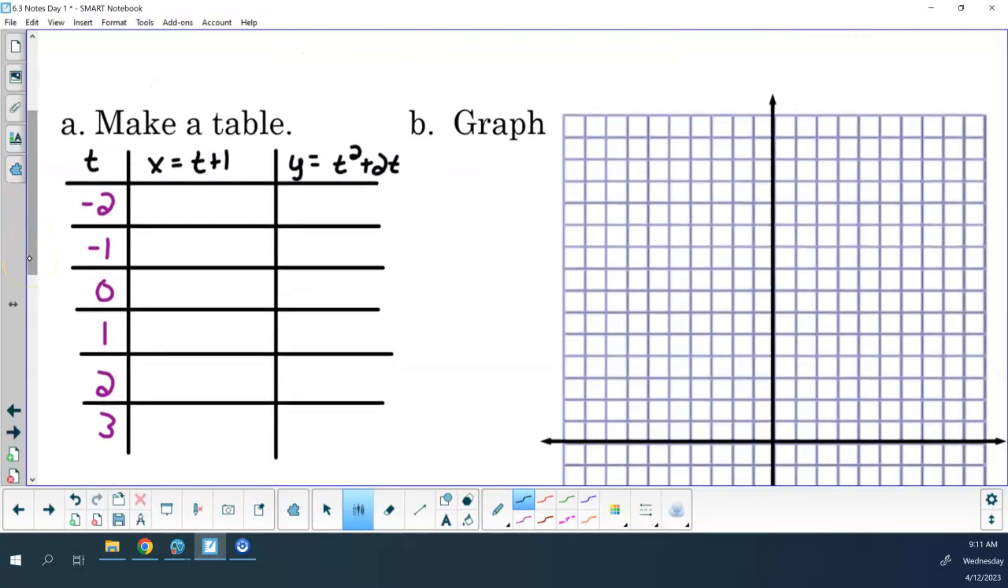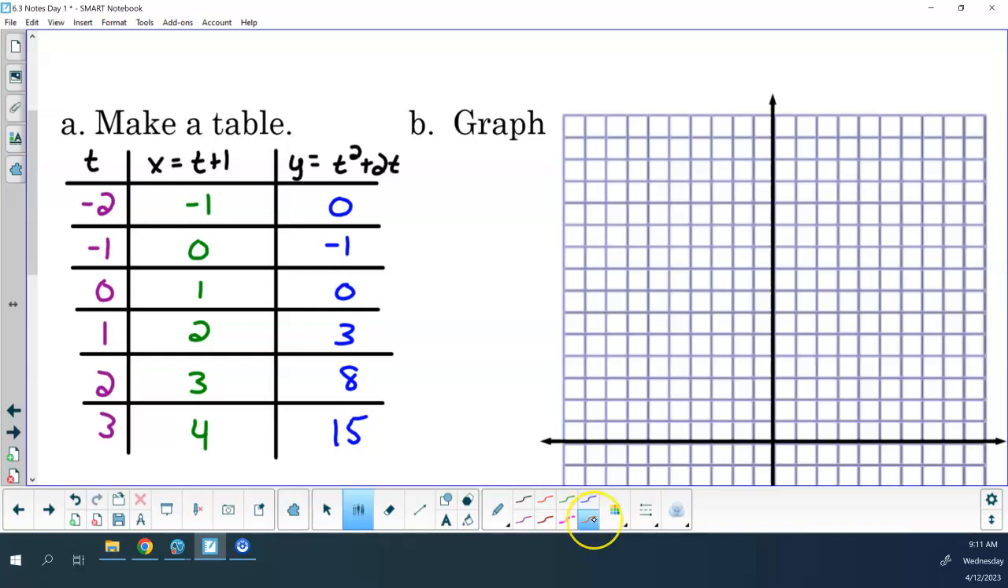So in your table, you should have gotten, when I go t plus 1, negative 2 plus 1 is negative 1, negative 1 plus 1 is 0, 0 plus 1 is 1, 1 plus 1 is 2, 2 plus 1 is 3, 3 plus 1 is 4. Negative 2 squared is 4 plus 2 times negative 2 is negative 4, so then that should be 0. Negative 1 squared is 1, minus 2 is negative 1. 0 plus 0 is 0. 1 plus 2 is 3. 4 plus 4 is 8. 9 plus 6 is 15.